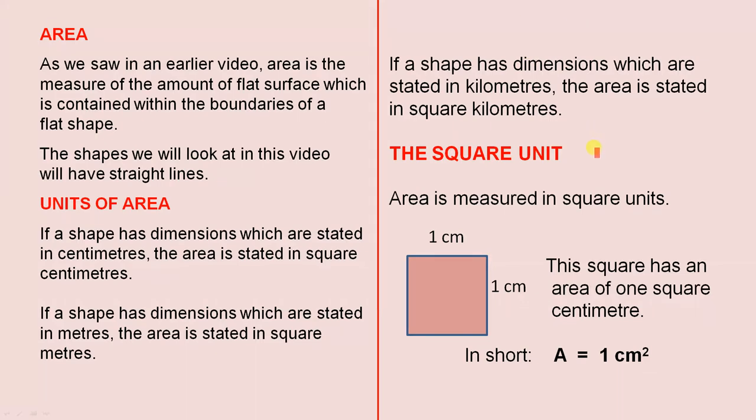The square unit. Area is measured in square units. This square has an area of 1 square centimetre. So in short, the area is 1 square centimetre. And that's how you write a square centimetre. That's the short way.